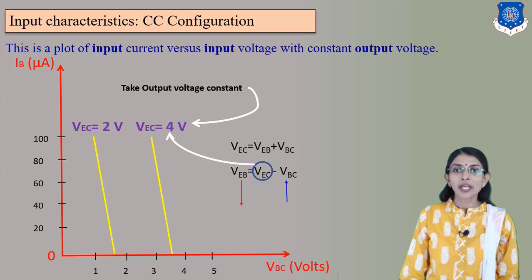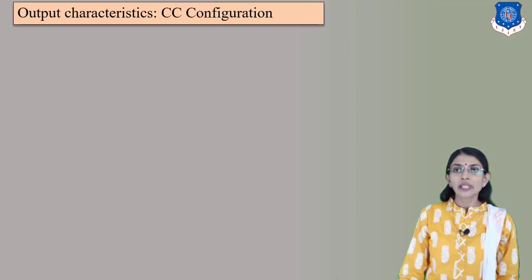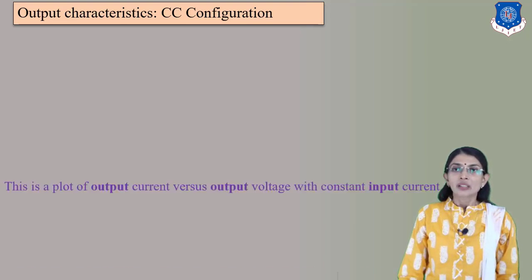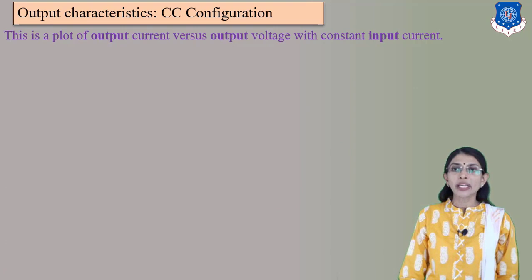From this graph, as VBC is increased, IB is slightly decreased, and we will get this type of corresponding graph and characteristic. Now, let me explain the output characteristic of CC configuration. The CC configuration output characteristic is the graph between output current versus output voltage with input current constant.